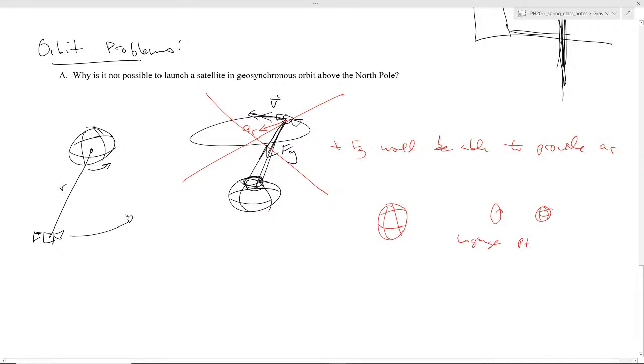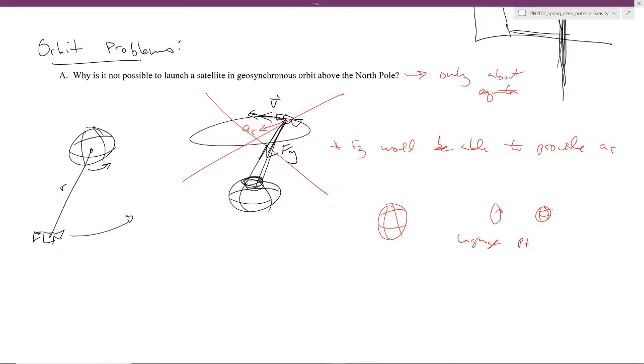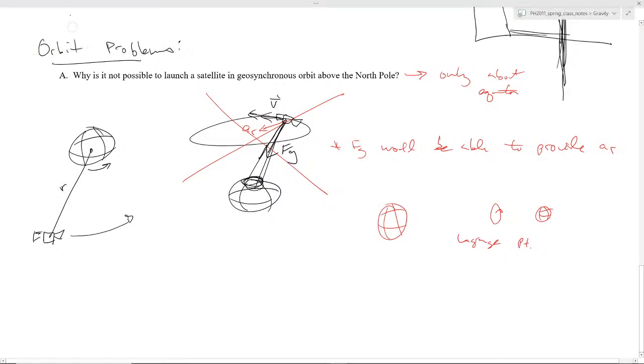But for this, in terms of geosynchronous orbits, you can't have them above the North Pole. You can only have this about the equator. Okay. I think that's a cool conceptual thing to think about because it just reaffirms to us that AR and FG have to be pointed in the same direction.